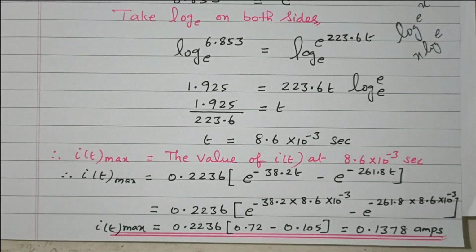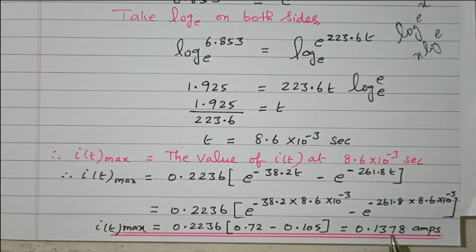So the maximum value of current. After simplification, we got 0.1378. This is the maximum value of current.